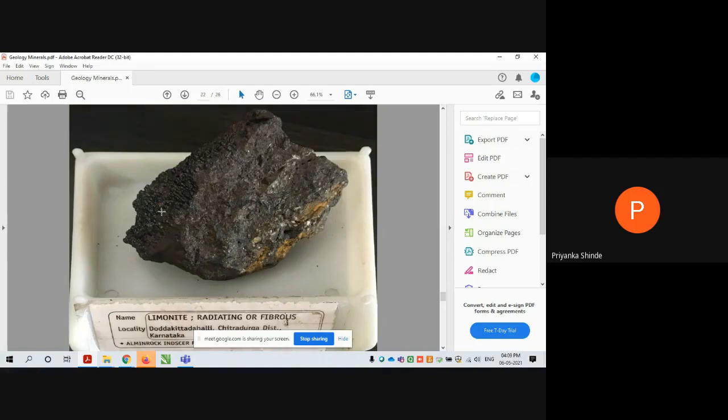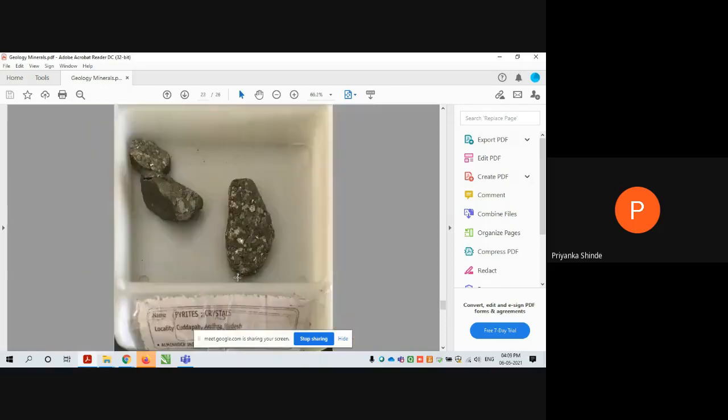Then its occurrence, if you see the form, it is radiating, okay, or globular. If you see this particular face of this side of the mineral, it has a very beautiful structure, wherein you can see a needle-like structure coming out or radiating from a common point, and each such structure has a globular form. Okay, so that is limonite.